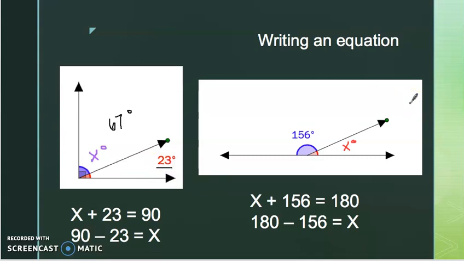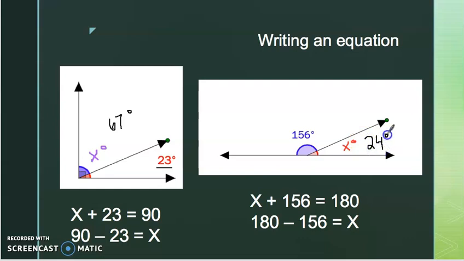This is the supplementary angle because S thinks straight angle. So again, two equations that I could write using an unknown. I could do x plus 156 equals 180, or I could do 180 minus 156 equals x. When I solve for that, I am going to find that my x is going to equal 24 degrees.